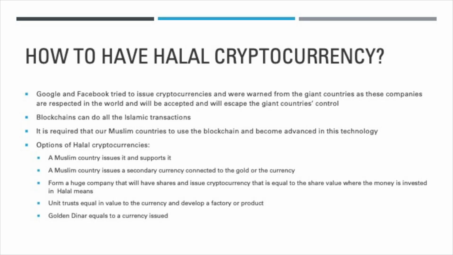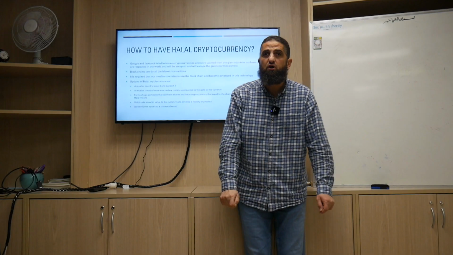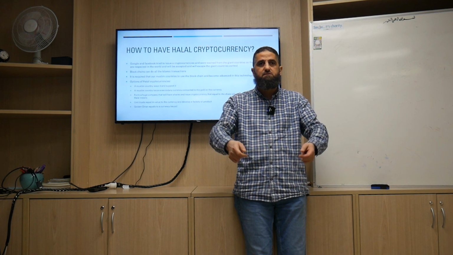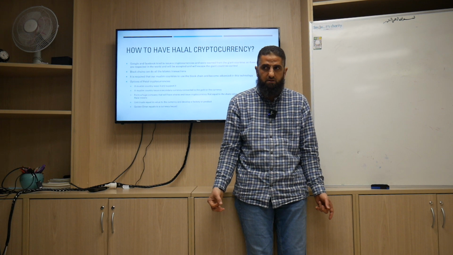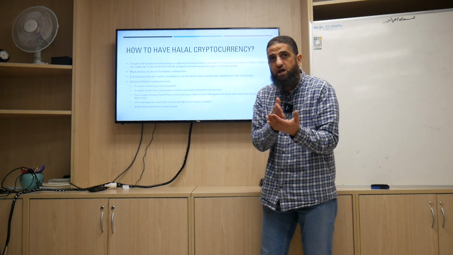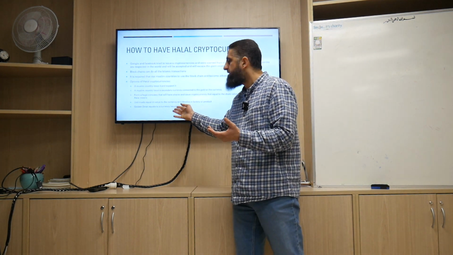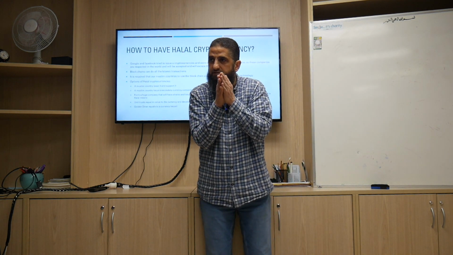Number four, unit trusts equal in value to the currency, and for example, develop a factory or a product. It's similar to the huge company. And then finally, issue golden dinars, or a golden coin of whatever kind, that equals a currency issued. So you connect them with each other.